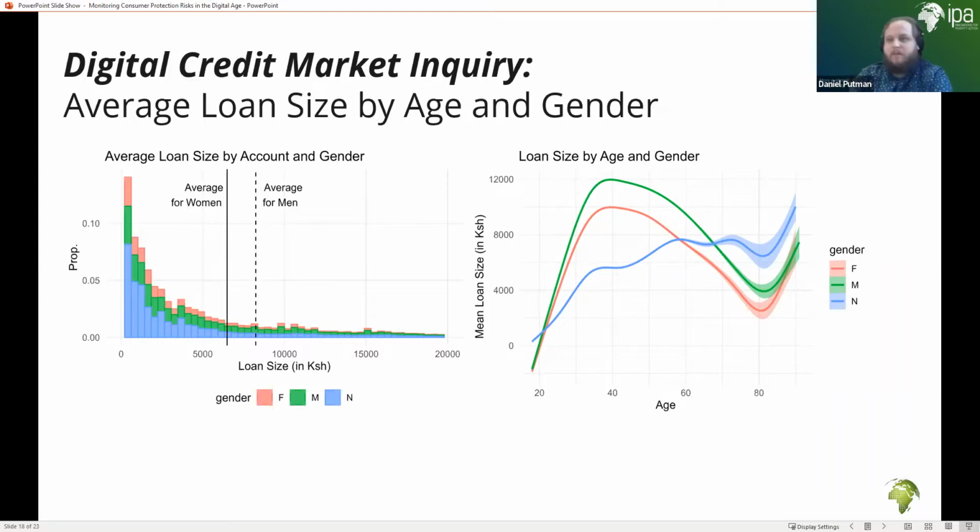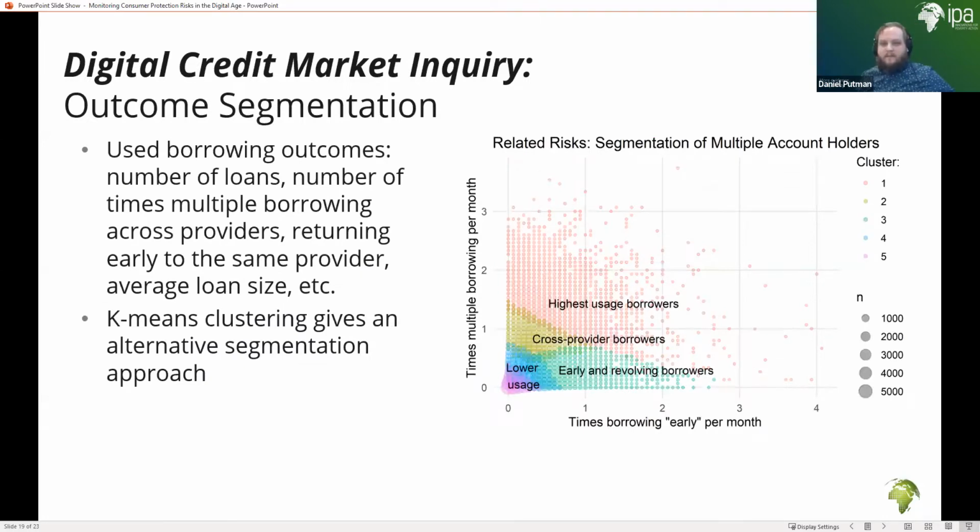And you could say, well, perhaps women borrowers aren't as old or something else like that, but we can actually look at age here as well, right? And we see that actually the average loan size is larger at almost every point in the age distribution. And so just to do that detective work, you know, we also have this extremely clear life cycle in the credit we see here.